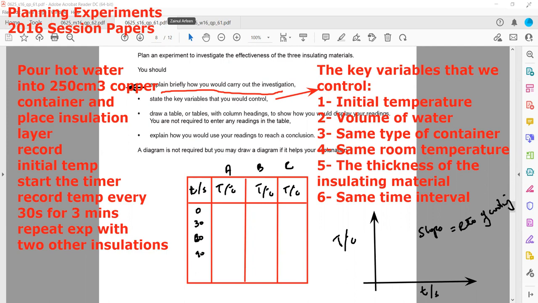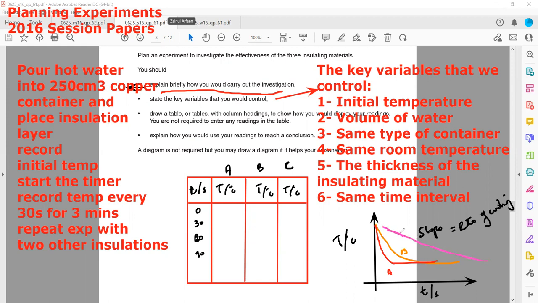So the rate of cooling can be investigated by plotting a graph between temperature and time. The one which is steeper means that it cools down faster. The one which is less steep means it cools down slowly.